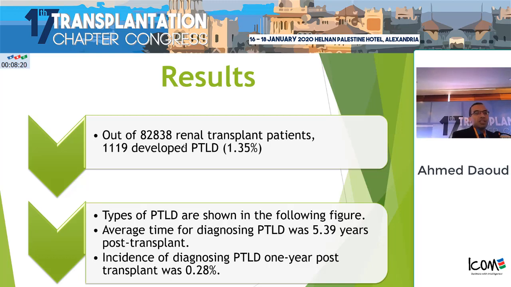So we found 82,838 renal transplant recipients. 1119 of them developed PTLD, which is 1.35%. The types of PTLD will be shown in the next figure. The average time for diagnosing PTLD was more than 5 years. The incidence of diagnosing PTLD 1 year post-transplant was 0.28%.